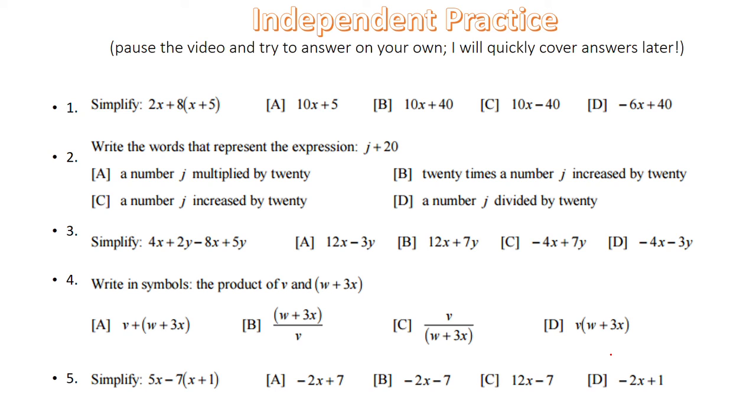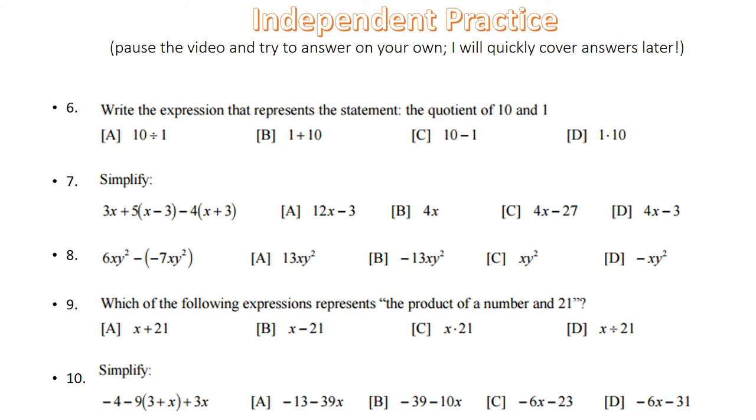Okay, I'm about to change the screen to show you your next 5 questions. So number 1 is 2x plus 8, parentheses x plus 5. Number 2, you're translating that word expression. Number 3, you're combining like terms. Number 4, you're translating that expression. And number 5, you need to distribute correctly and then combine like terms. But again, I'll cover these answers in a little bit.